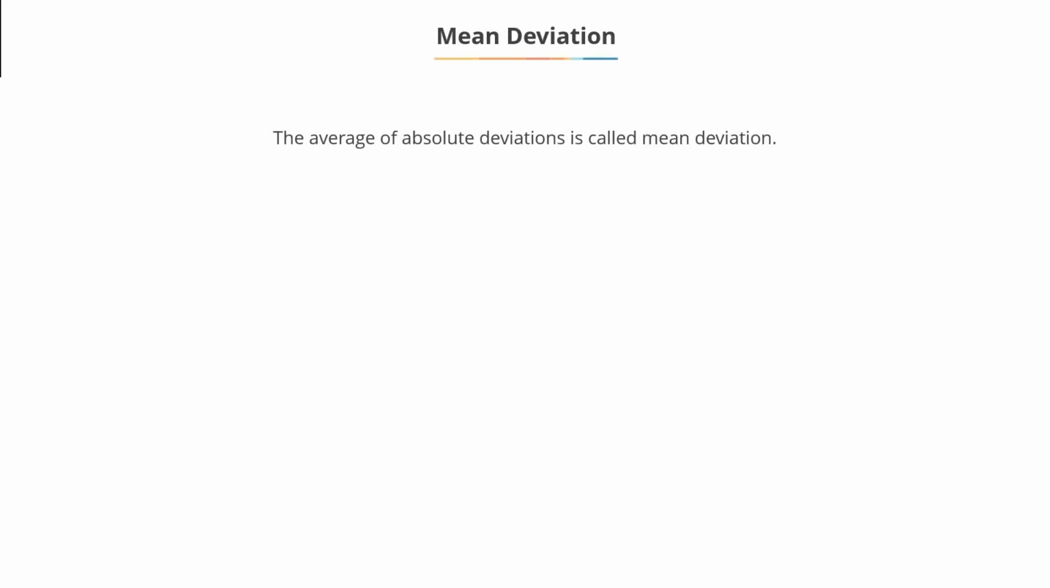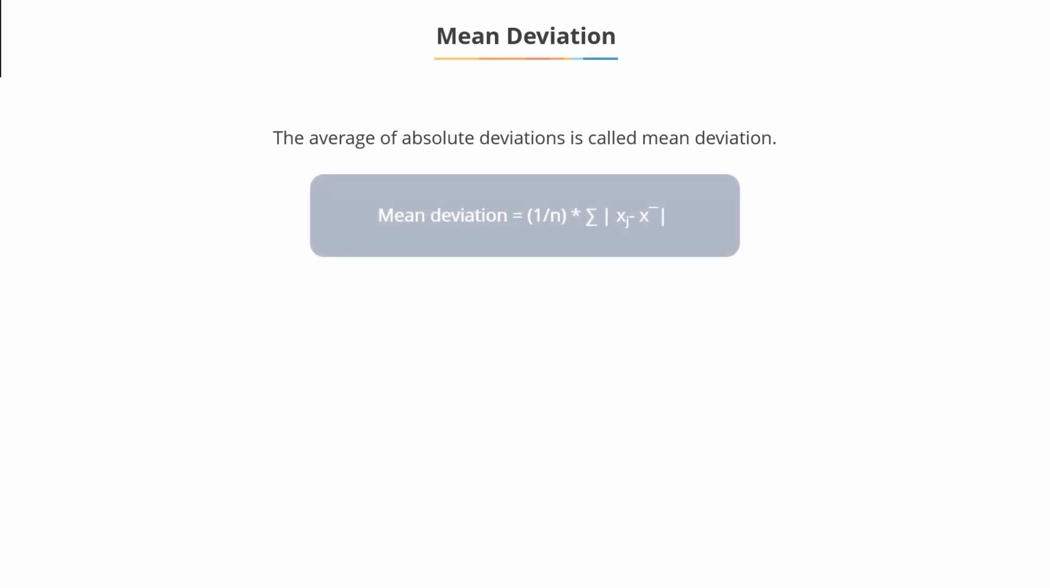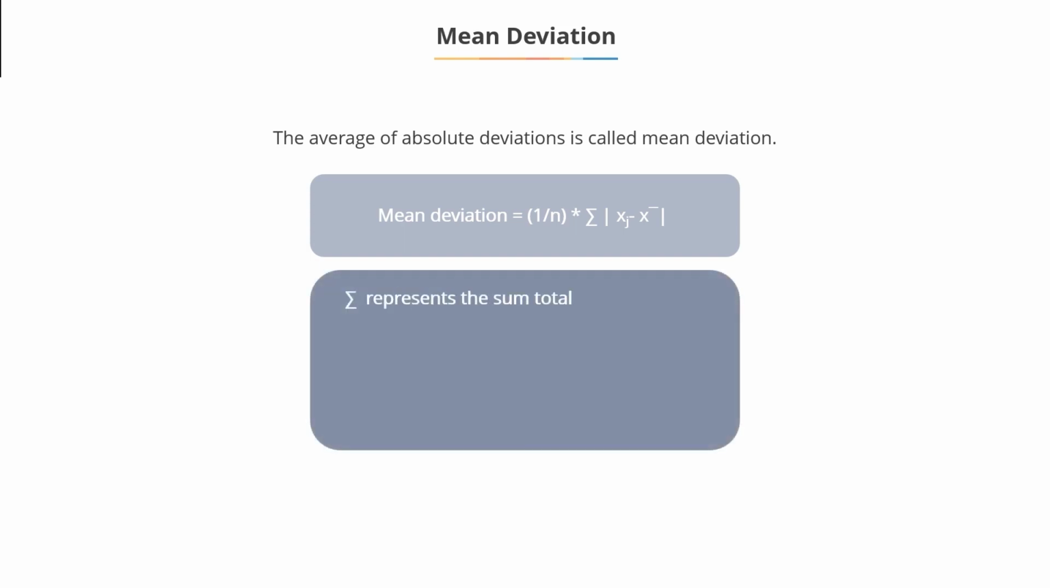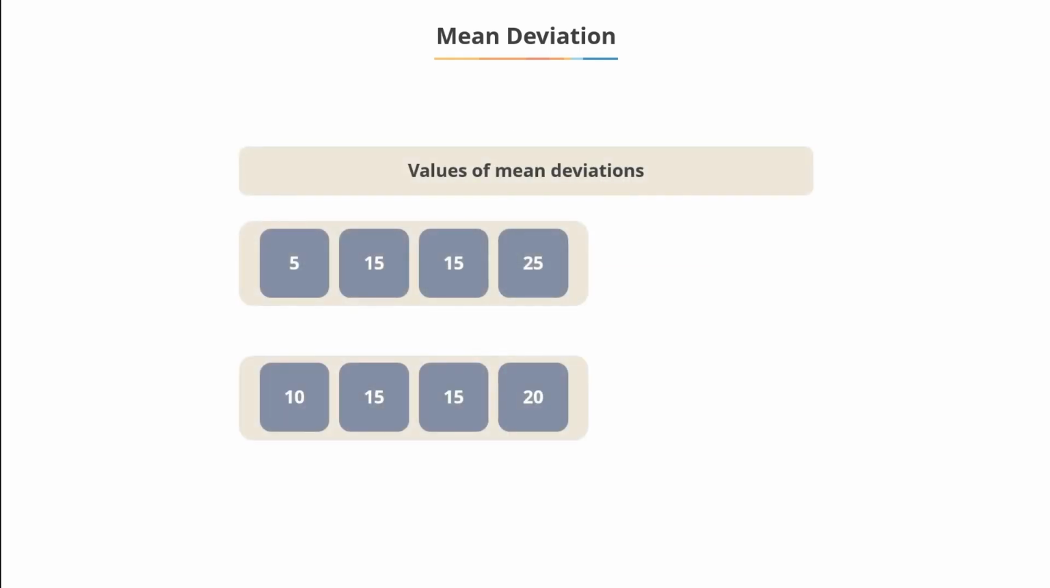We use the average of absolute deviations. This is called mean deviation. The mean deviation is obtained by the formula on screen. Sigma represents the sum total. X represents observations. X bar represents mean. N represents the number of observations. For the two data sets shown, the values of the mean deviation are 5 and 2.5.